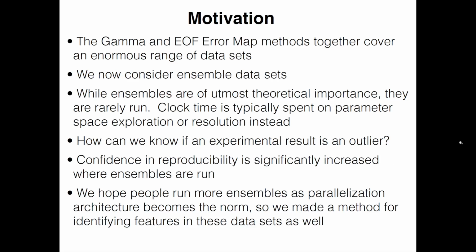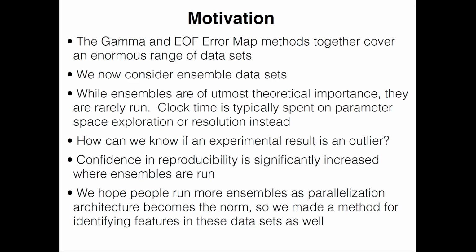So the motivation here is that the gamma and EOF error map methods together cover an enormous range of data sets, right? The gamma method is for time series data sets where you have more time information than spatial information. And the EOF error map method is for the case where you have much more spatial information than time information. But as long as you have both space and time information, you can use one of these methods and find interesting times in your data set if they're there. So that's an enormous range of data sets, and it's not very restricted. Together, the gamma and EOF error map methods are very useful over a very wide range of possible applications.